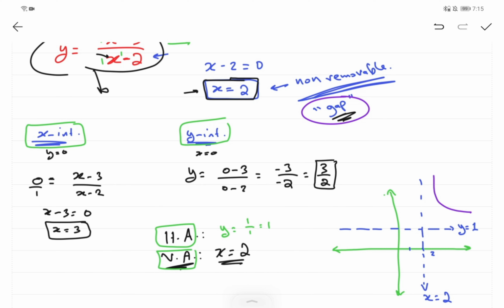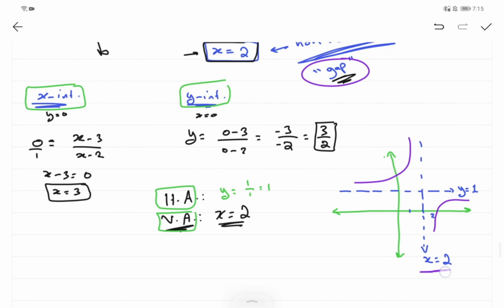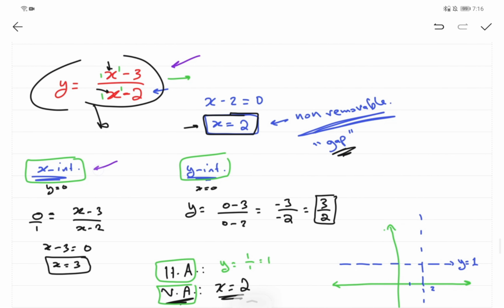Either it's going to be something like this, or it's going to be in this way. So what's the thing that determines this? Simply the x-intercept and the y-intercept, or you can choose any point you want below x equals positive 2 or after x equals positive 2 to check the location of the point. So I want to choose the x-intercept and the y-intercept to determine the shape of the graph.